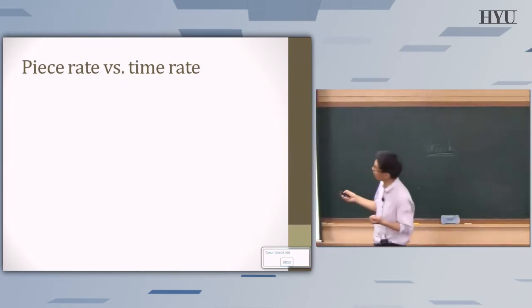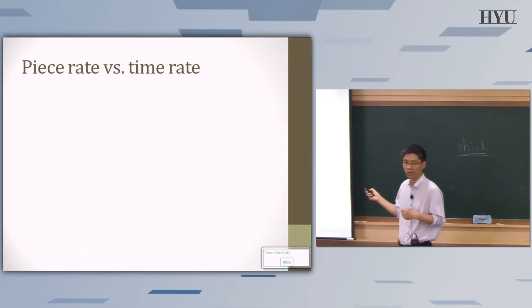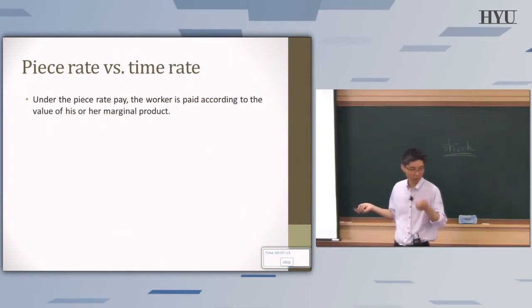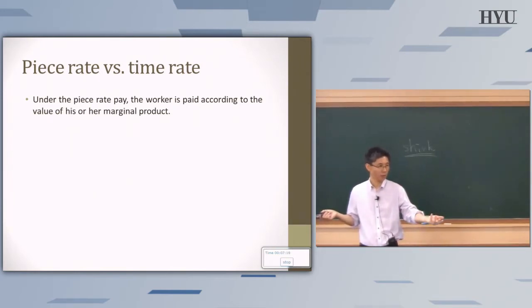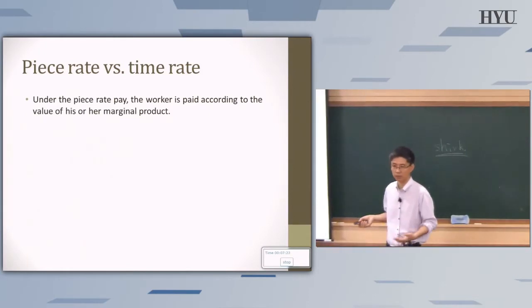So we just compare these two systems of paying. One is called the piece rate. The other one is called, let's say, time rate. Piece rate, as the name shows, is a wage rate by piece. How many pieces you made? So per piece, let's say I pay you $10 per piece. So if you made 10 pieces, I pay you $100.